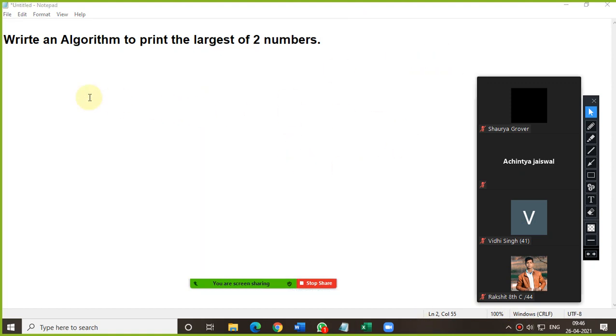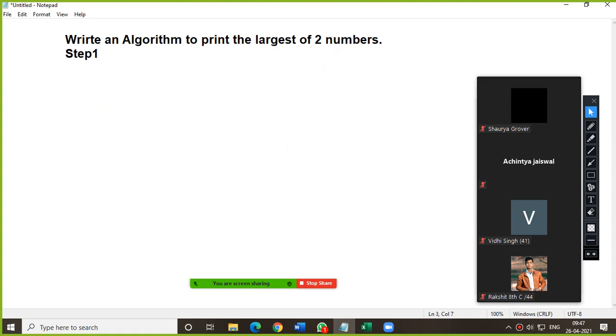Okay, now everybody please pay attention. I am going to help you. So the question is, write an algorithm to print the largest of two numbers. So what will be the first step? Step 1. Start. Very good.